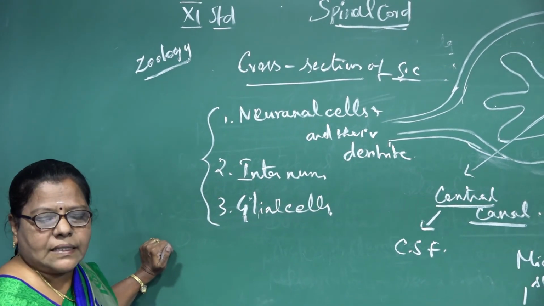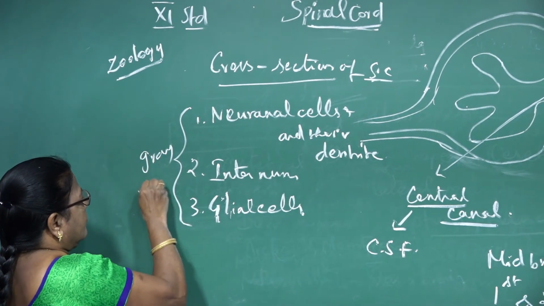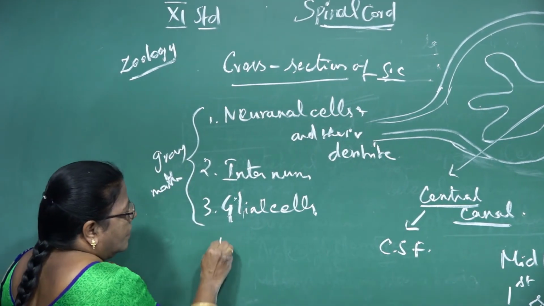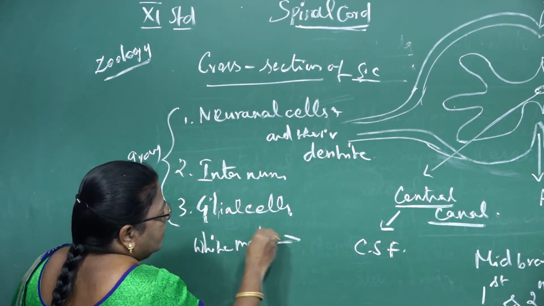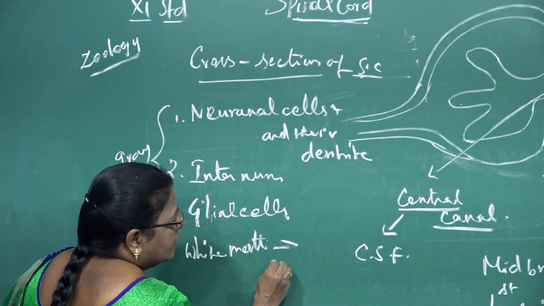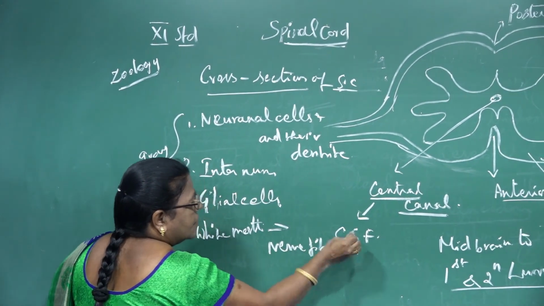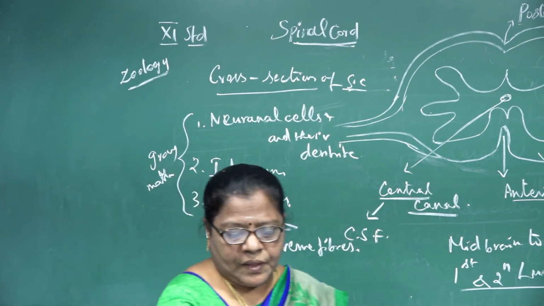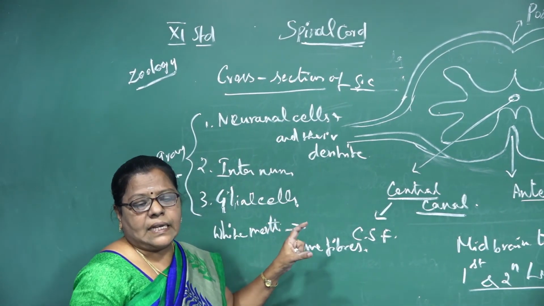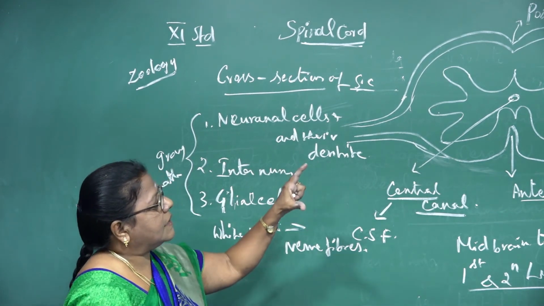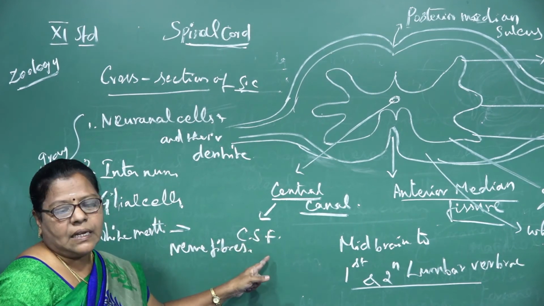The white matter contains nerve fibers. So, the center of the grey matter has a central canal, which is filled with the CSF.